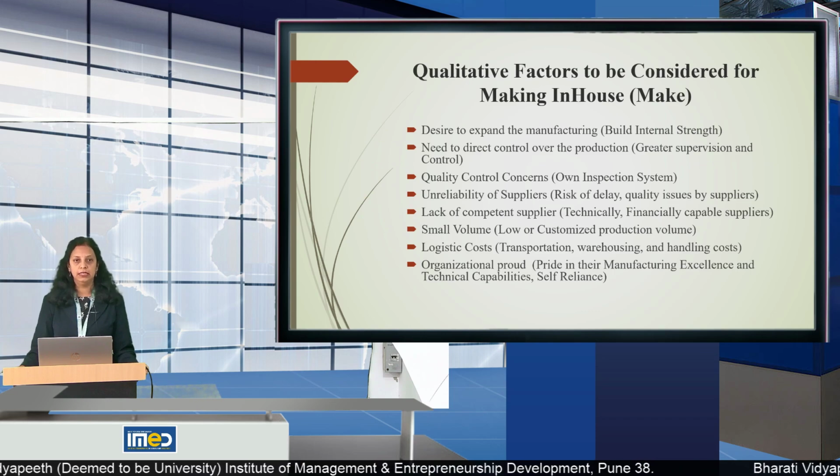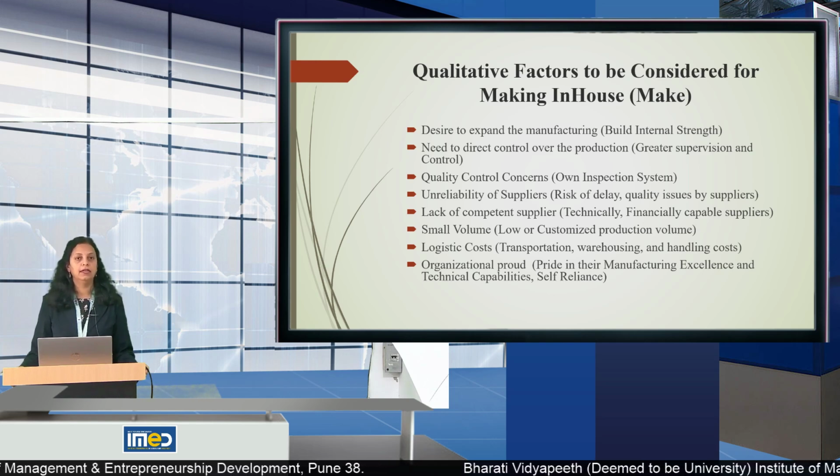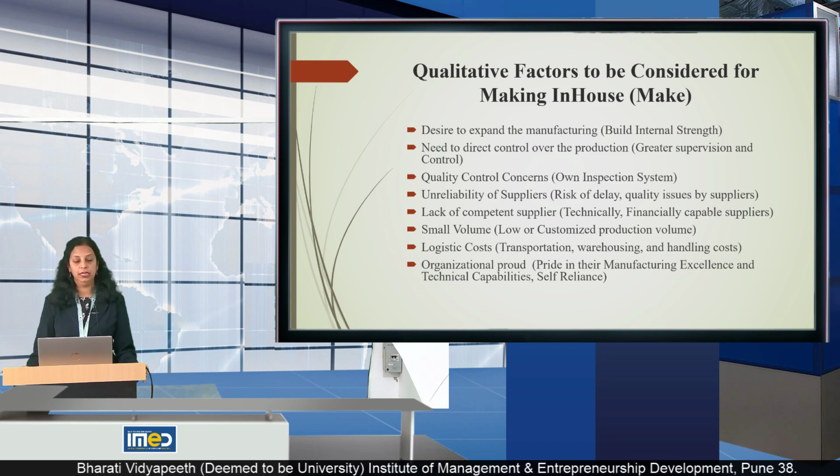Now, let us see the qualitative factors that must be considered while making the decision. First, desire to expand the manufacturing capacity, that is, build internal strength. As I said earlier, every company, every business wants to grow in future, and for that this particular point is important. If you can enhance the capacity, if you have that investment power, you should go for enhancing the capacity and manufacture the product in-house.